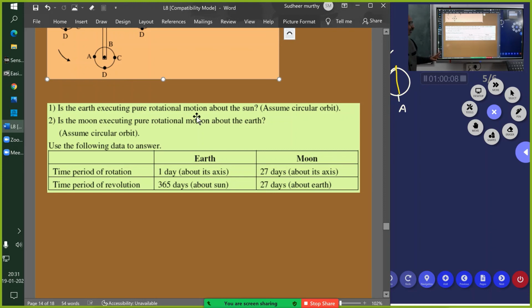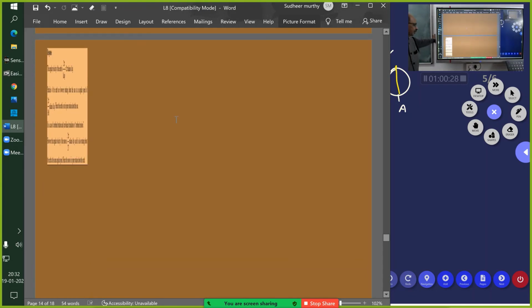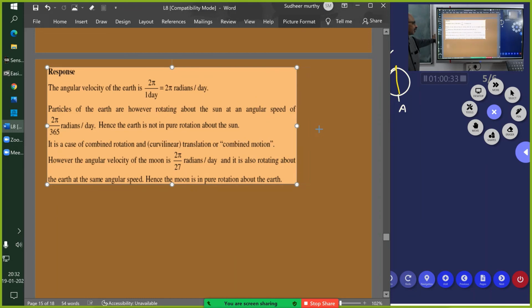No, sir. Because the angular velocity of the Earth, that is, the Earth's revolution, is not the same as the rotation of the Earth. So it is not pure rotation, but definitely it is also translating. It's a combined motion, but not curvilinear translation alone.